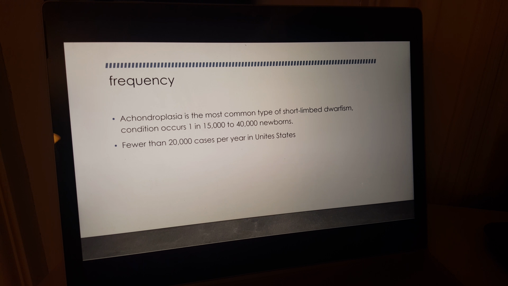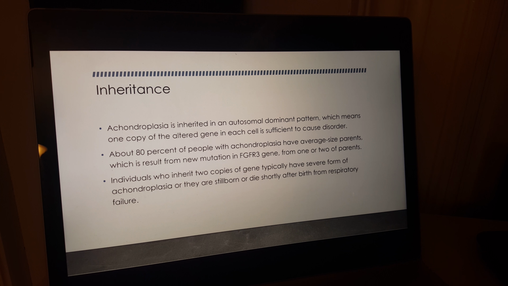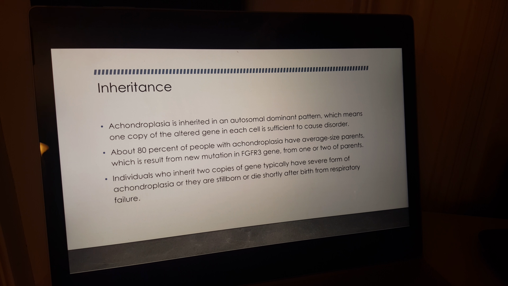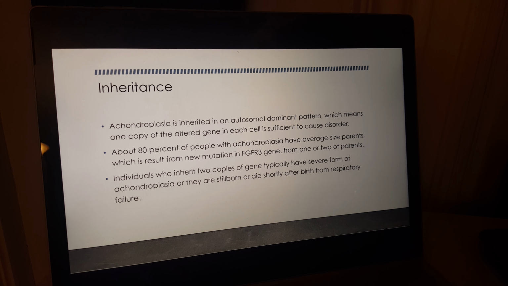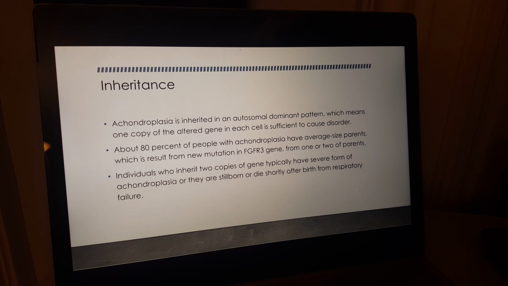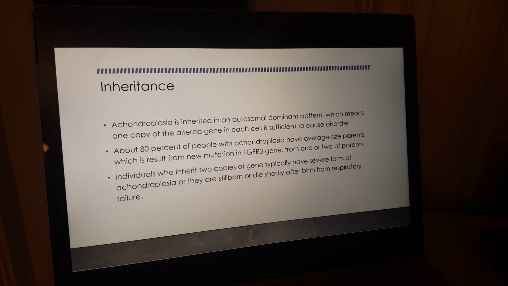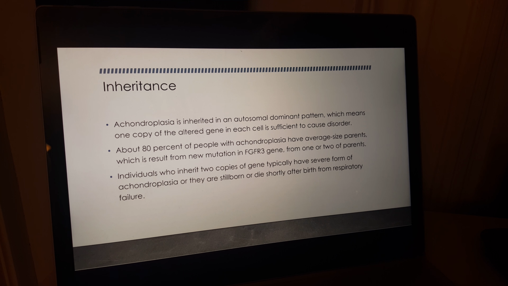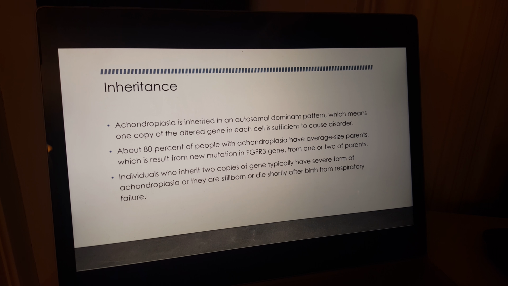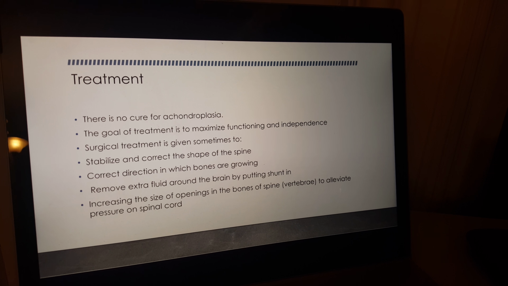Inheritance. Achondroplasia is inherited in an autosomal dominant pattern, which means one copy of the altered gene in each cell is sufficient to cause the disorder. About 80% of people with achondroplasia have average-sized parents, which results from new mutations in the FGFR3 gene from one or two of the parents. Individuals who inherit two copies of the gene typically have a severe form of achondroplasia, or they are stillborn or die shortly after birth from respiratory failure.